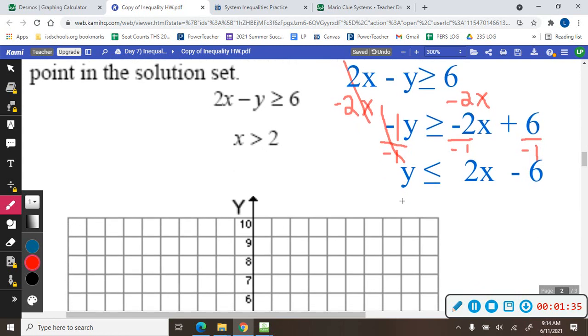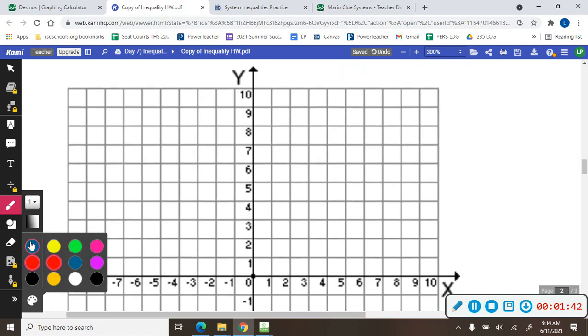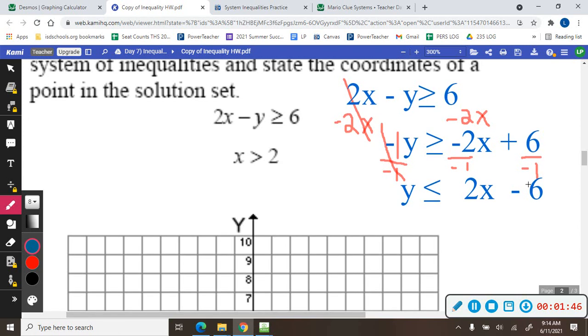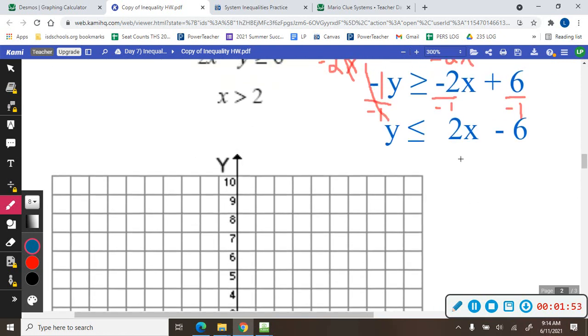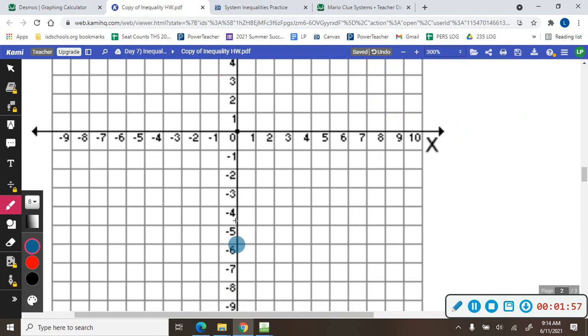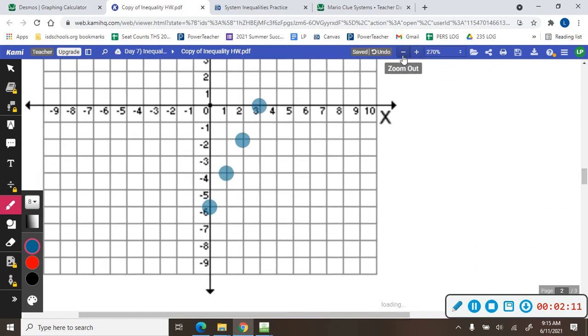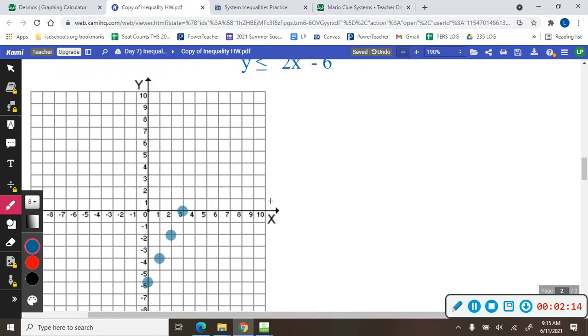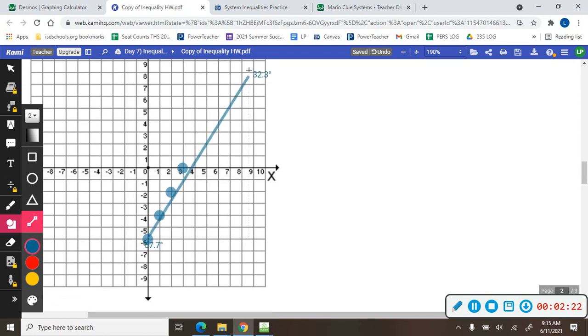So now I could graph this. Y is less than or equal to 2x minus 6. What that means is I start at negative 6. And then this means like 2 over 1. So I go up 2 over 1, up 2 over 1, and then I could keep doing that. I also notice it has an equal sign, so I could draw a straight line both ways.